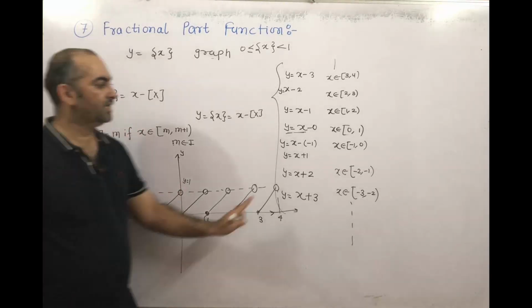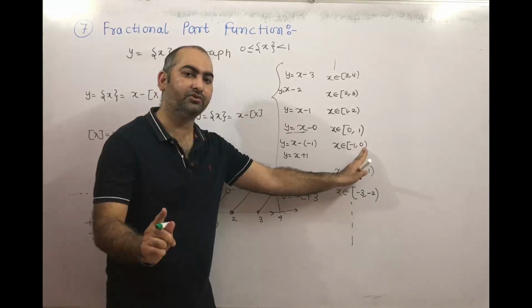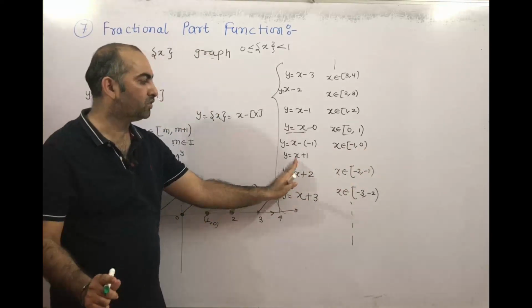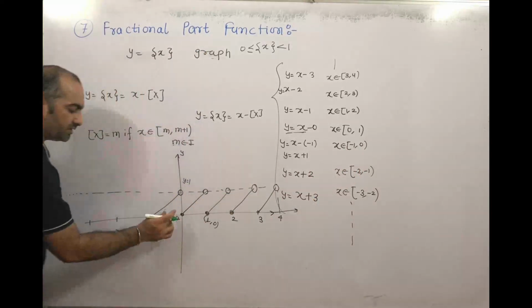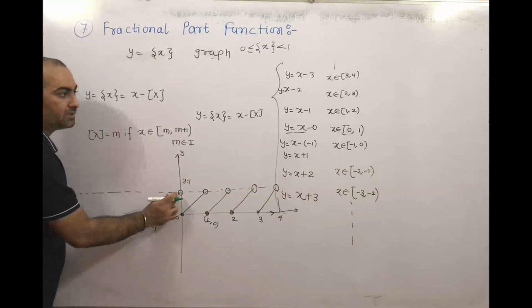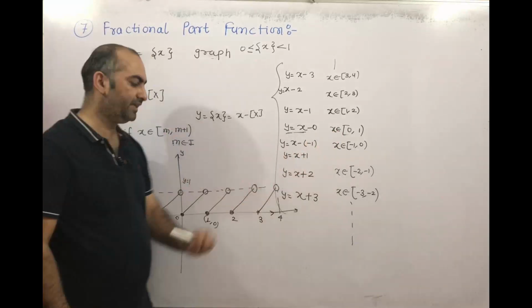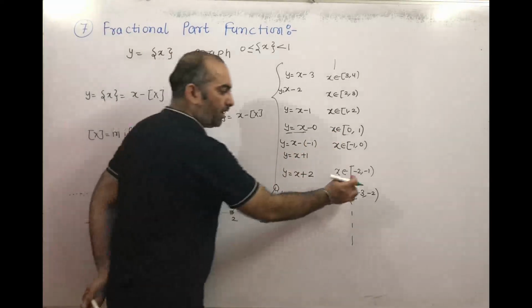And you can see here, if you put 0 here, 0 is not included. So at 0, what value are we getting? y equal to 1. So 0 is not included, so y equal to 1 also not included. You can see this is not included because 0 is included here. Clear?